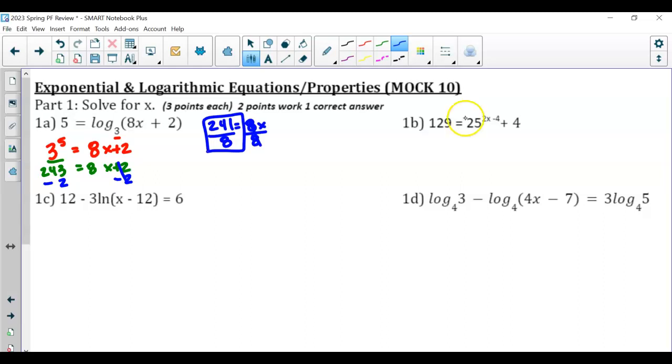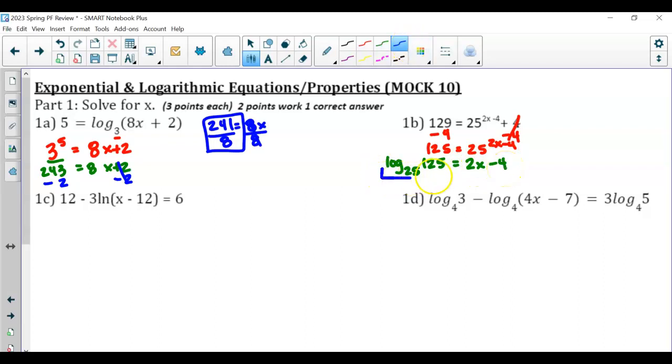Now here, b, you have to get the exponential by itself first. We do need to subtract 4 from both sides. Now I've got 125 is equal to 25 to the 2x minus 4. Now we could, first option, see if we can get to the same base, or I'm just going to go ahead and convert to a log since I have my exponential here. So this is log base 25 of 125, which is equal to 2x minus 4.